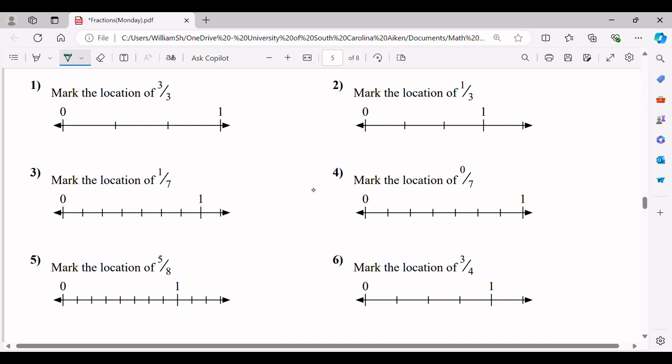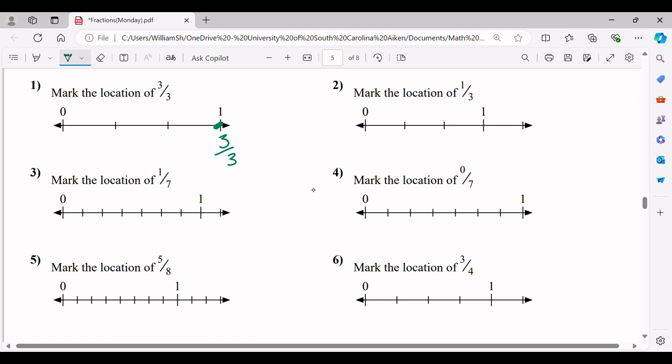We want to mark the location of 3/3. Well, if you can notice, it's already pre-marked for you on the number line in thirds because it goes 1, 2, 3. Okay, so in this case, 3/3 is right here. 3 out of 3, which is the same as 1.